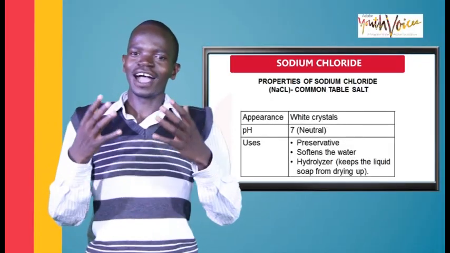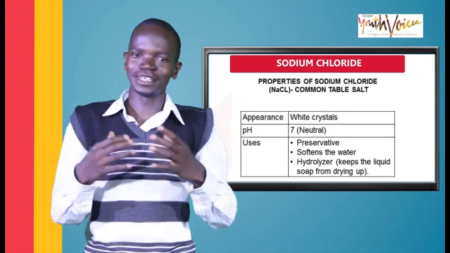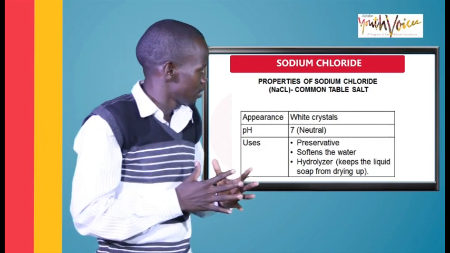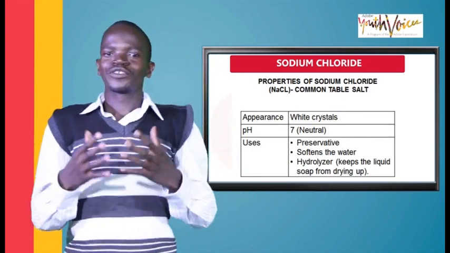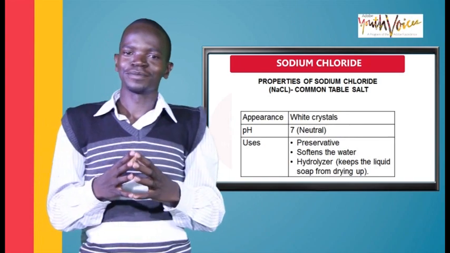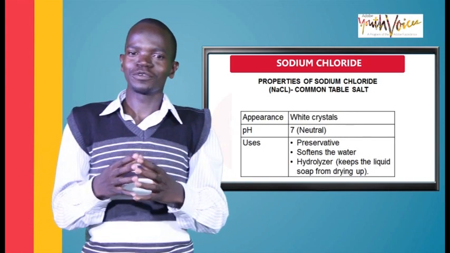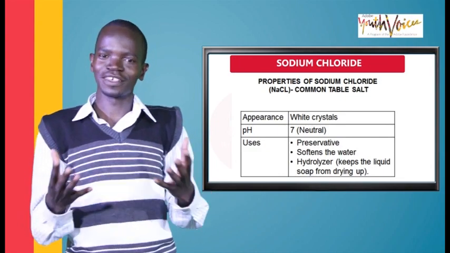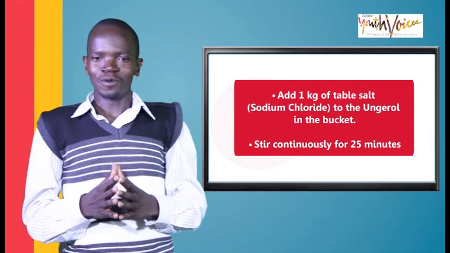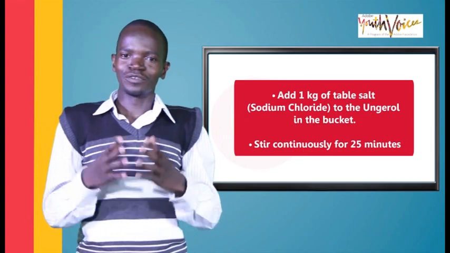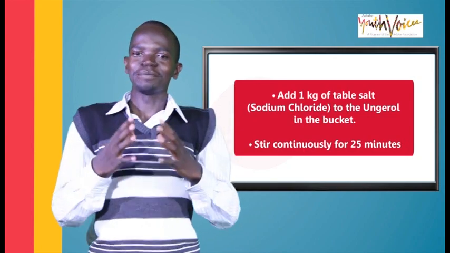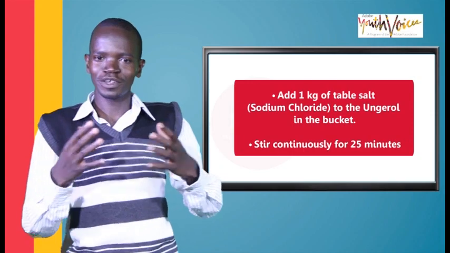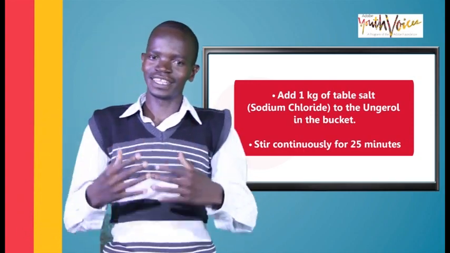First, you are going to add sodium chloride, commonly called table salt, to the Wungarol in the bucket. Sodium chloride will soften the water, help to keep the liquid soap from drying, and also preserve the liquid soap to last longer. Add 1 kilogram of sodium chloride to the Wungarol in the bucket and stir the mixture continuously with a wooden mingling stick for about 25 minutes until the mixture turns milky.